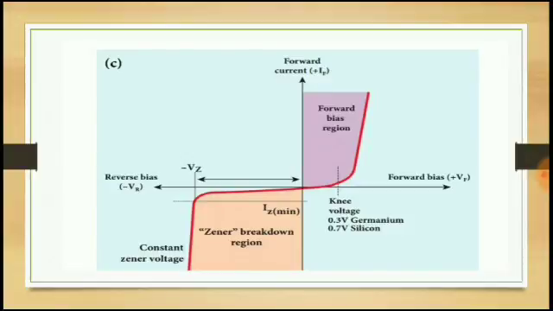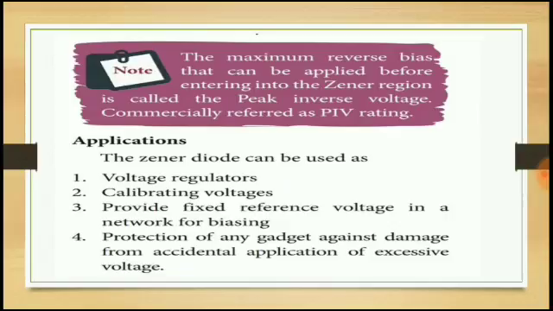Okay students, right? Now come to this one. The maximum reverse bias that can be applied before entering into the Zener region is called the peak inverse voltage, and commercially referred to as PIV rating. So please underline PIV rating.